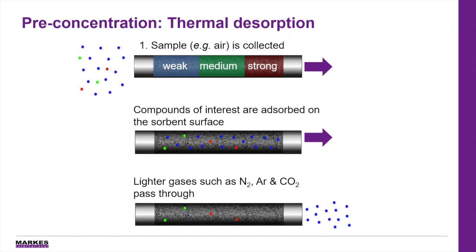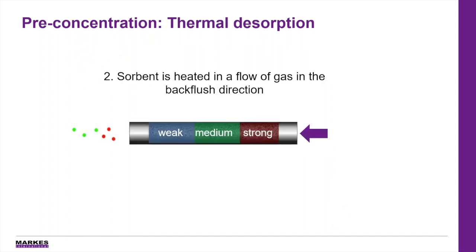The air is pumped onto the sorbent bed, traveling through from weak to strong, and the compounds of interest are adsorbed onto the sorbent's surface, allowing lighter gases that we don't want, such as nitrogen and CO2, to pass through. Once we've taken the sample, the tube is then taken back to the lab for analysis.